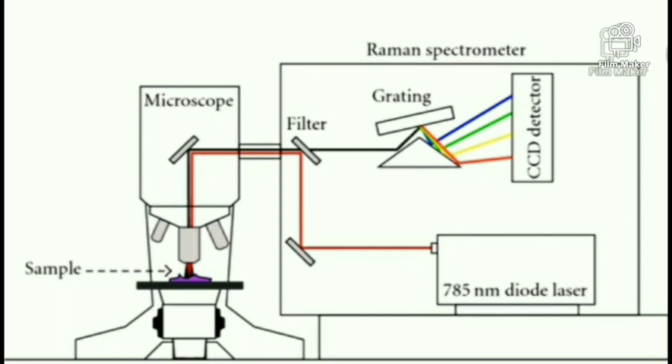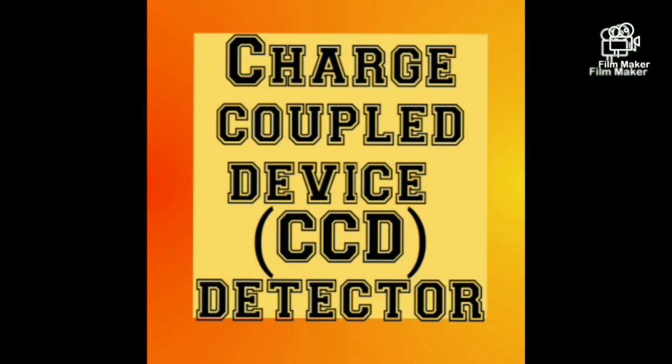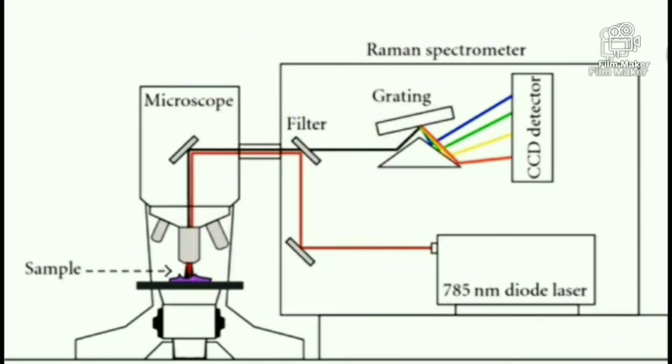Light from the sample passes back through the microscope optics into the spectrometer. Raman shifted radiation is detected with a charge-coupled device (CCD) detector, and a computer is used for data acquisition and curve fitting. These factors have helped Raman spectroscopy to become a very sensitive and accurate technique.